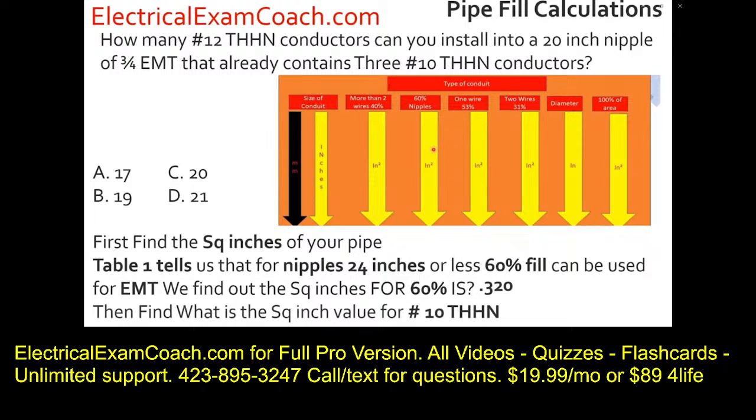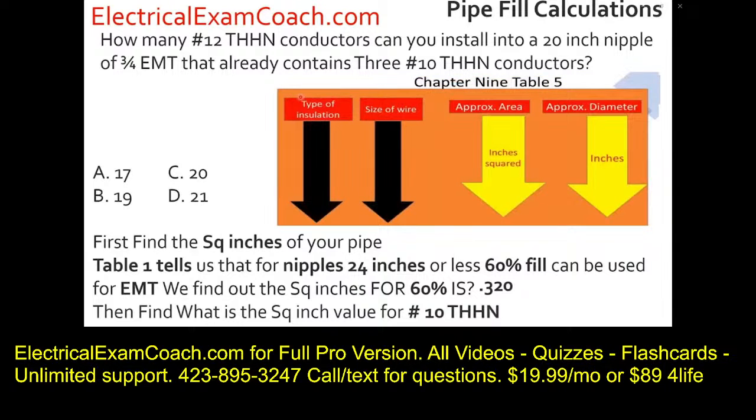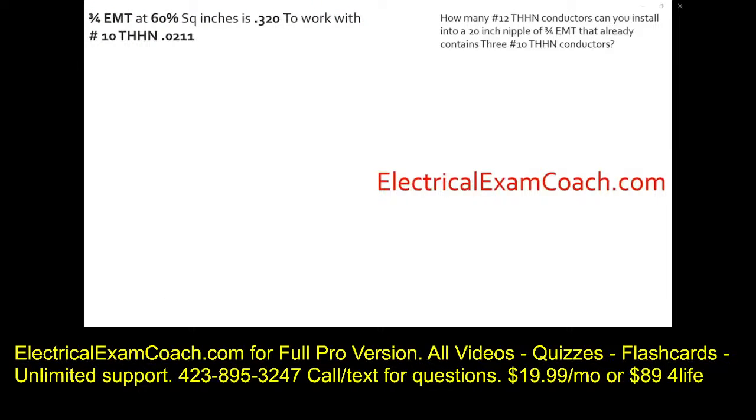We're going to head to Chapter 9, Table 5, and find out the square inch value of our conductors. When we get there, we verify we're in 5 and not 5A. Then we're going to come down the left-hand side, come over to our size wire. Then we're going to come over to the approximate area, and we're going to find that it is 0.0211. We found out our pipe. We found out our starting conductor. Let's go ahead and write down the conductor that we're wanting to add while we're right here in the table.